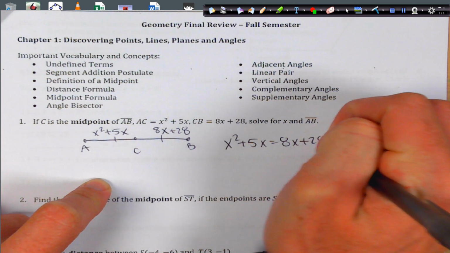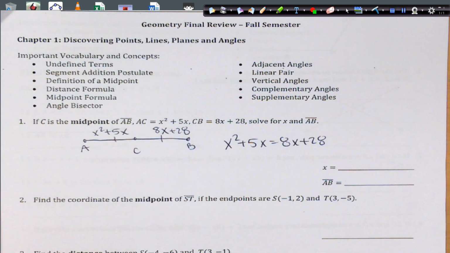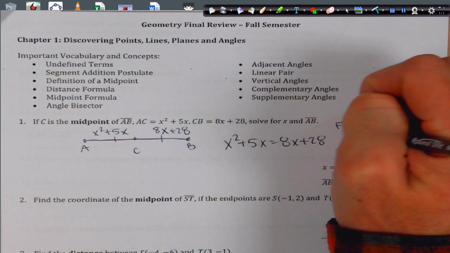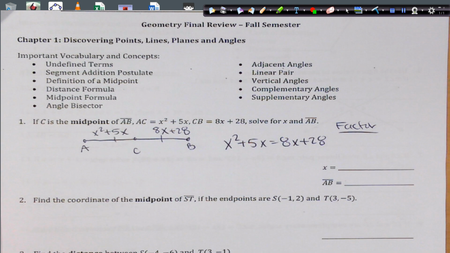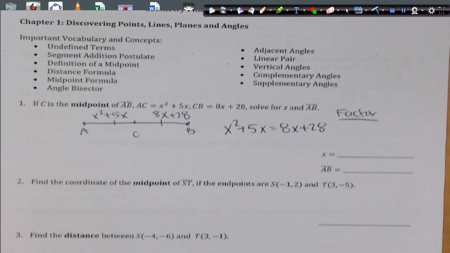And that's as far as I'm going to take it, because to finish this problem, you need to use factoring. And so I'm going to skip factoring problems. They won't be on our test on this final, so we're going to skip them, but that's how you would set it up, so that's good to know.